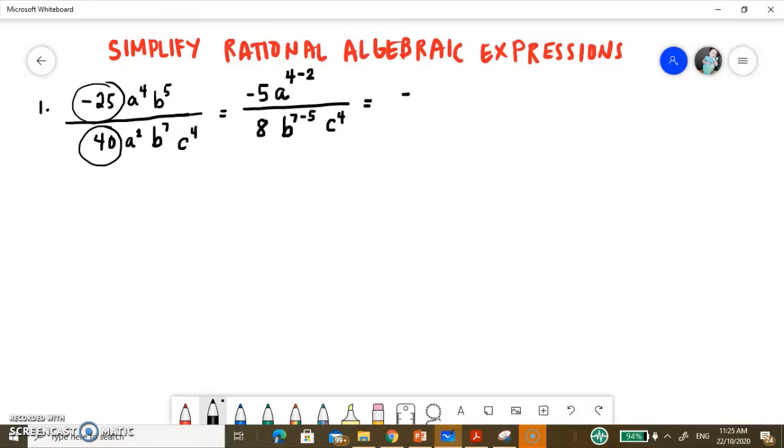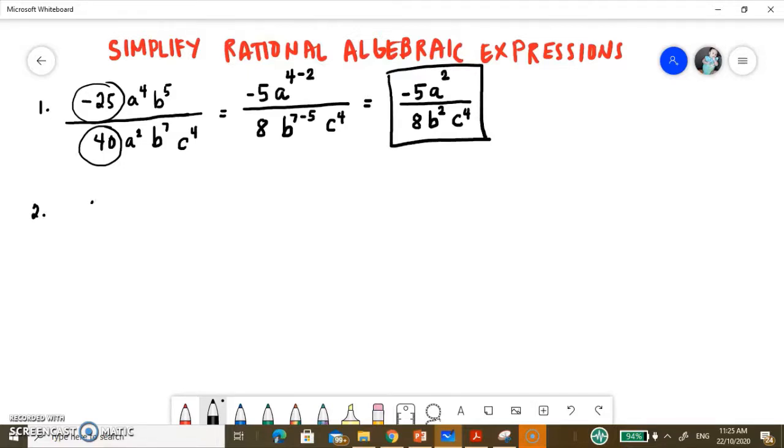Then you simplify, that would be negative 5a squared, kasi 4 minus 2 is 2. And then we copy 8 sa denominator. B raised to 7 minus 5 is also 2. And then just copy c raised to 4. So this would be your final answer.